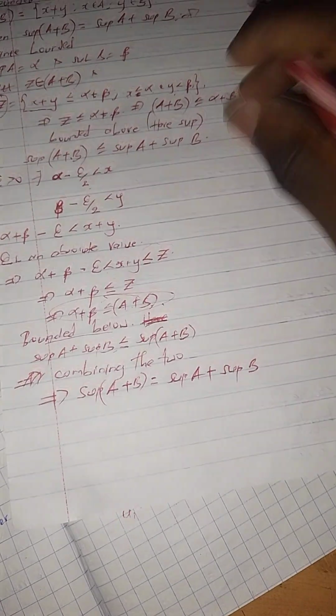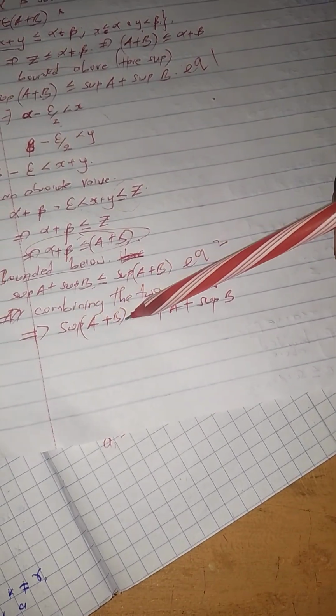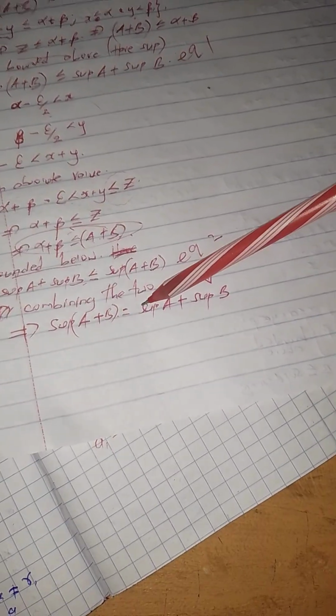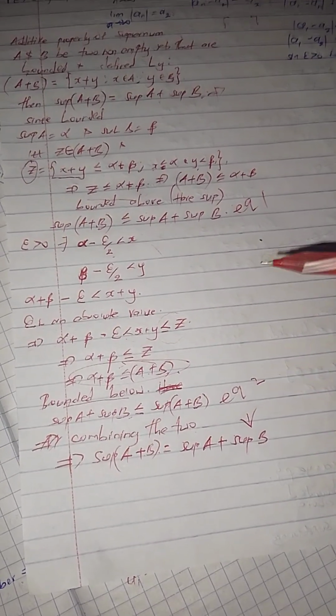And now combining equation 1 here and equation 2 here, we can derive that the supremum of A plus B is equal to the supremum of A plus the supremum of B, and that derives the additive property of supremum.